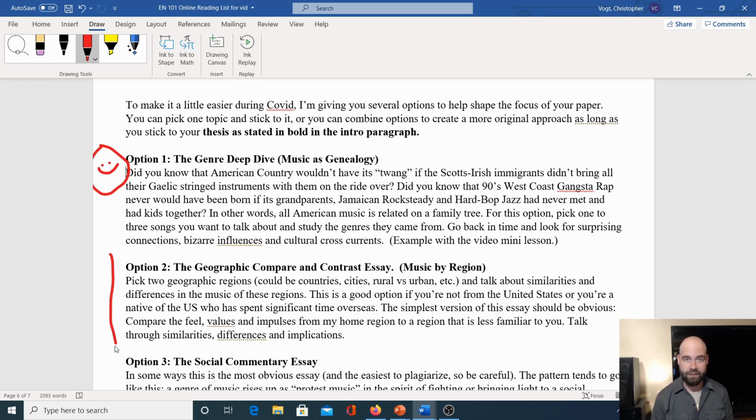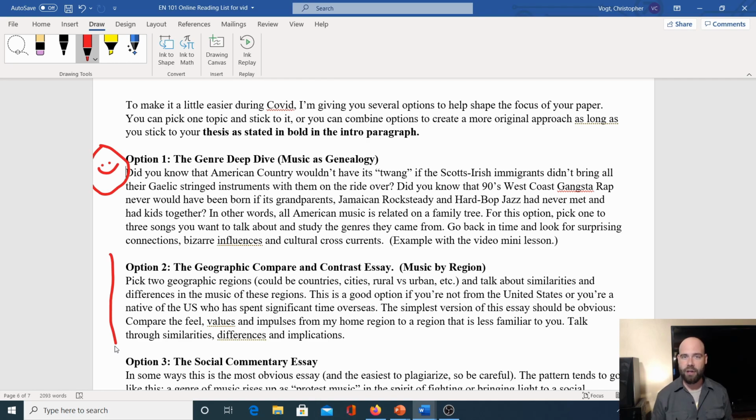Alternately, if you're an American citizen, you were born here, but you spent anything more than a few weeks in another country, you can do the exact same paper in reverse. Here's some music genres I liked or that I associated with my hometown or where I came from or my neighborhood, and then compare that to the music from another region.